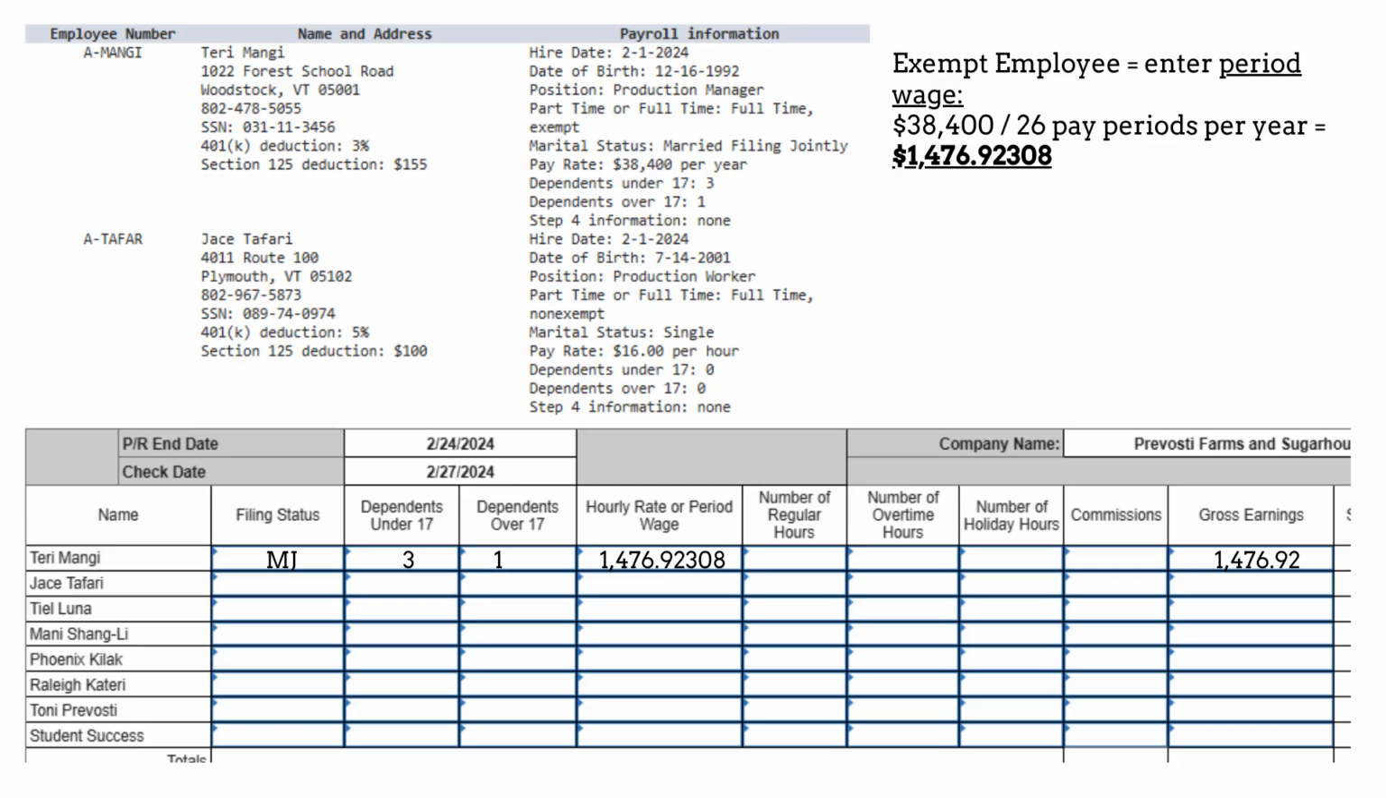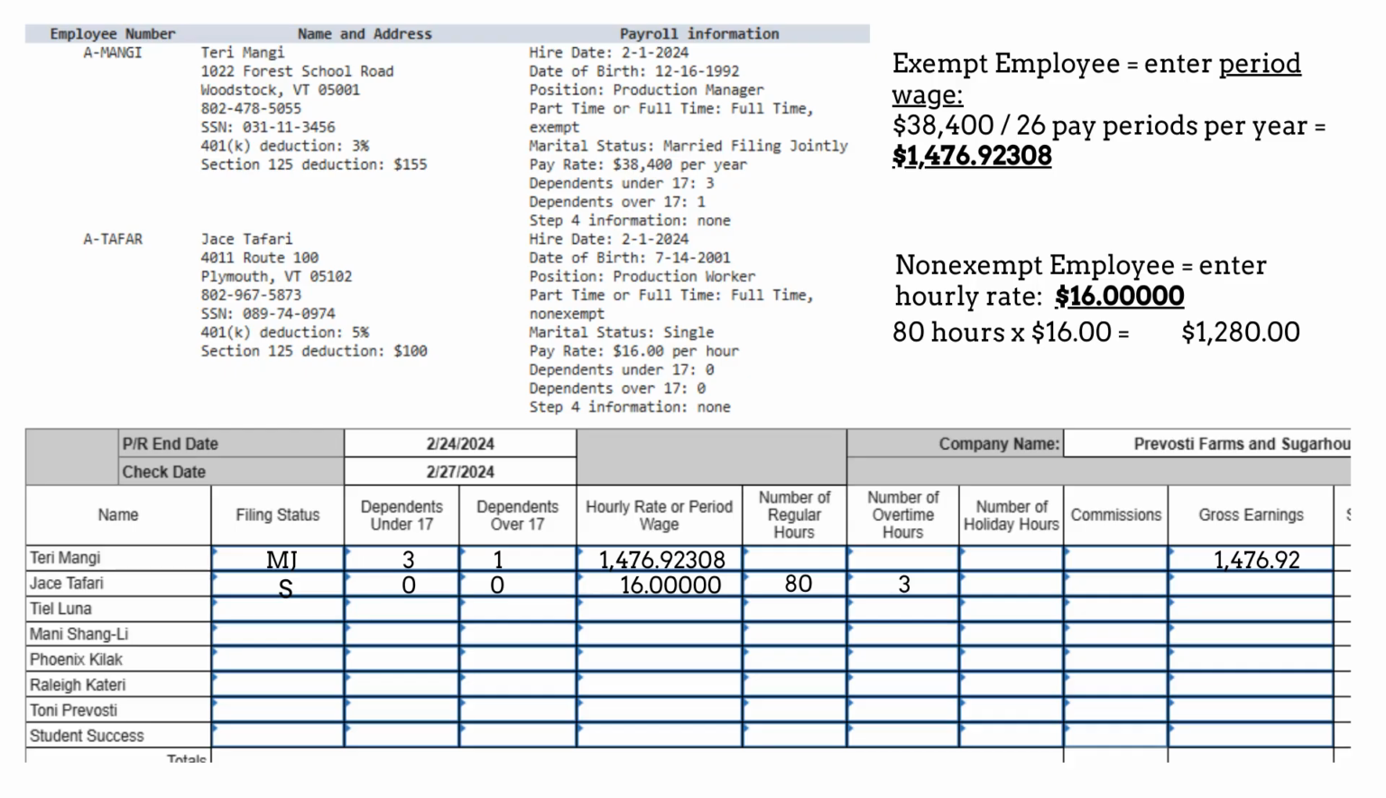Next is Jace Tafari. I'll enter his single filing status and 0 into each of the dependent columns. Jace has an hourly wage of $16 and worked 83 hours. 80 hours are regular hours and 3 overtime hours. I'll then calculate the gross earnings by multiplying 80 hours by $16 per hour, which is $1,280. To that I'll add the overtime, which we calculate by taking the overtime rate per hour of $16 times 1.5, which is $24 per hour times the 3 hours of overtime worked, for a total of $72, plus the regular pay of $1,280 for gross earnings of $1,352.